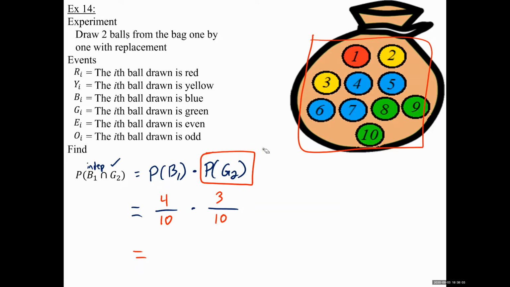Okay, and then you just multiply straight across. 4 times 3 is 12. 10 times 10 is 100. And that's the end of the story on this one. Questions?